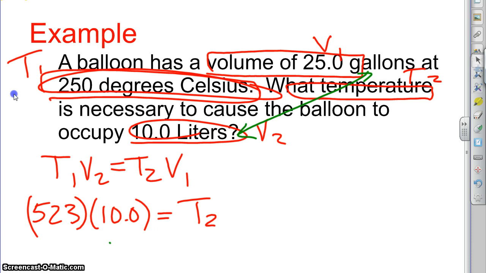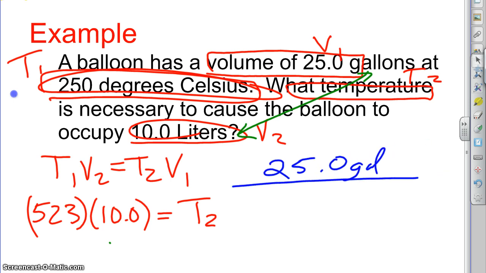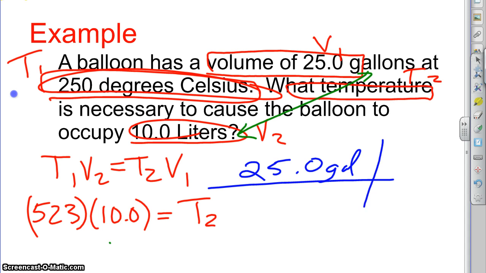If we have to change one of them, I'm just going to change the gallons into liters, not because that has to be done that way. You could change the liters into gallons. It's all good. So we have 25 gallons, and I need to change that into liters. So I want to put gallon on the bottom to get rid of it, liter on the top. 3.8 liters is 1 gallon. So I need to take 25 times 3.8 to get the number of liters, which is 95. So now I do have the same units. I have 95.0 liters on the right, 10.0 liters on the left.